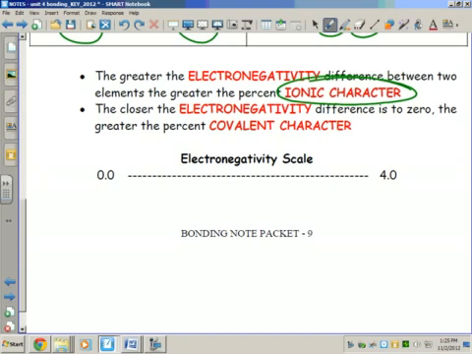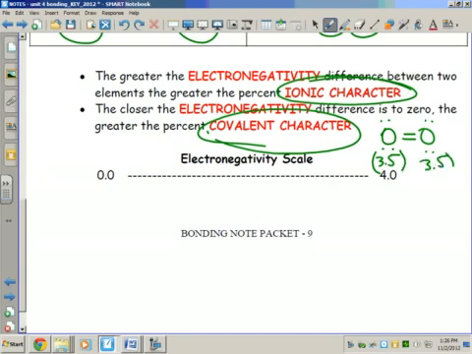Okay, so the farther apart the electronegativities are of the two elements bonding, the greater the ionic character. The closer the electronegativities, the greater the covalent character, until you get all the way down to a 0 difference, like when you have a diatom. Diatoms, like oxygen, have identical electronegativities, 3.5, 3.5. There is no difference, so it's a perfectly equal sharing. That is the epitome of a covalent bond.